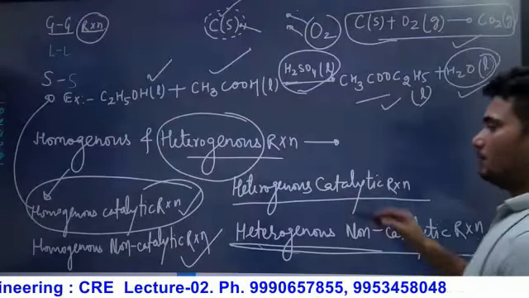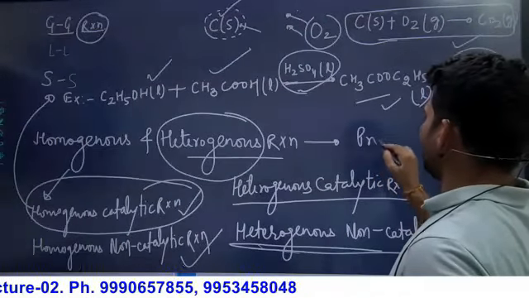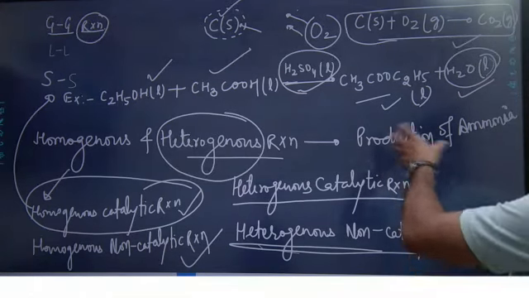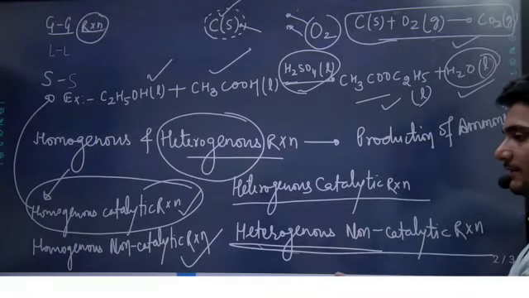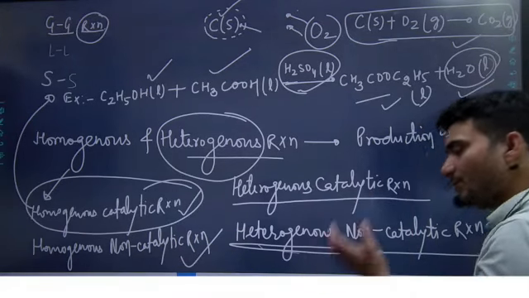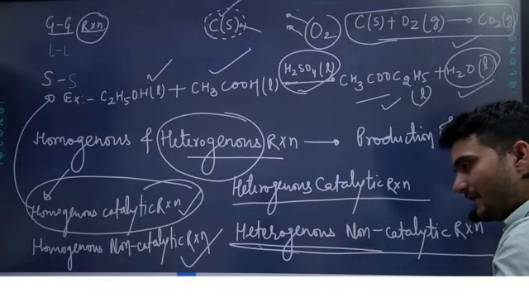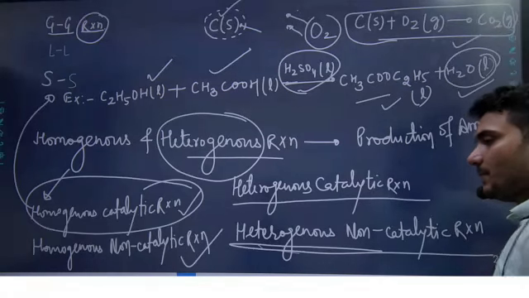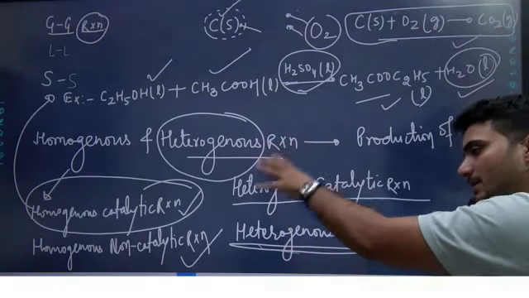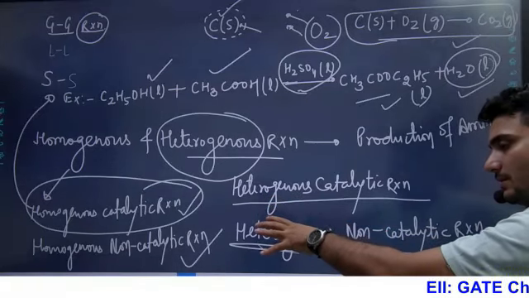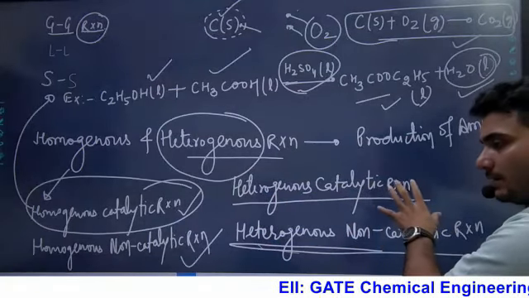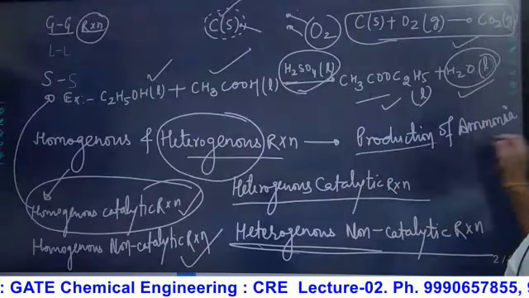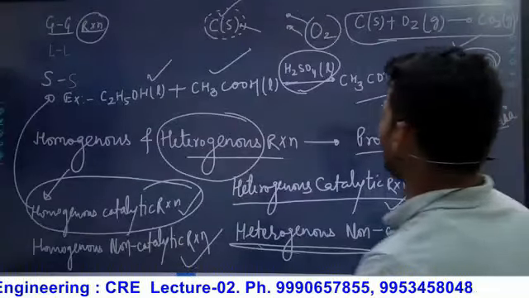In this case, you can take it as the example of production of ammonia. You will say, sir, in production of ammonia, nitrogen and hydrogen are easily available for the reaction, but their rate is very slow without catalyst. And the catalyst is in the solid phase. So when the reactants reach the surface of the catalyst, then reaction will occur. Its rate will increase. So production of ammonia is the example of heterogeneous catalytic reaction.